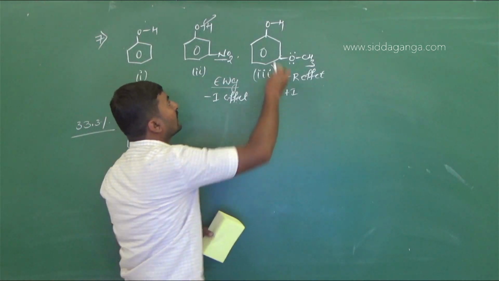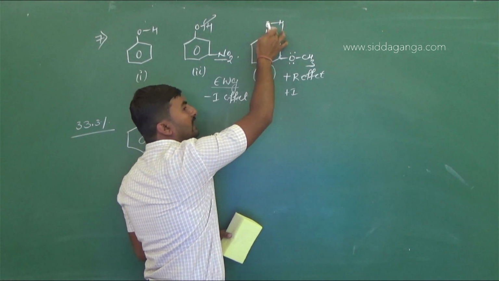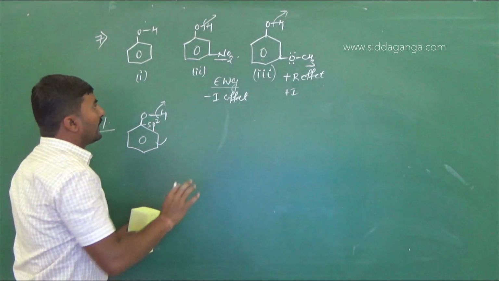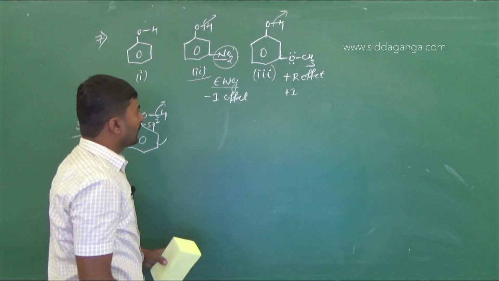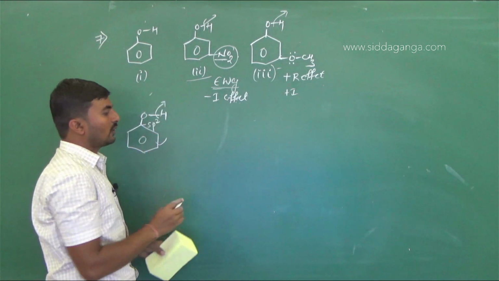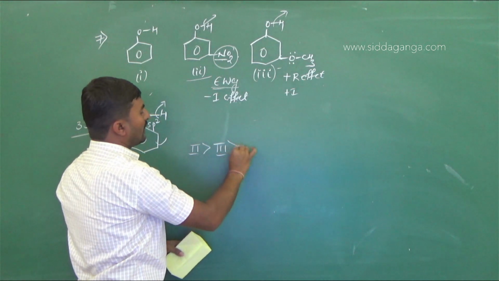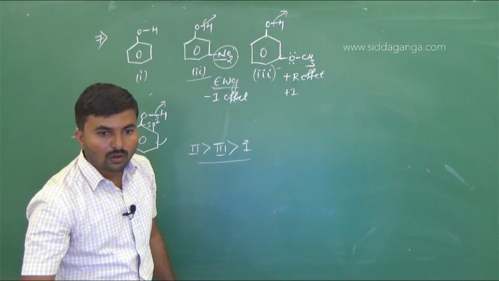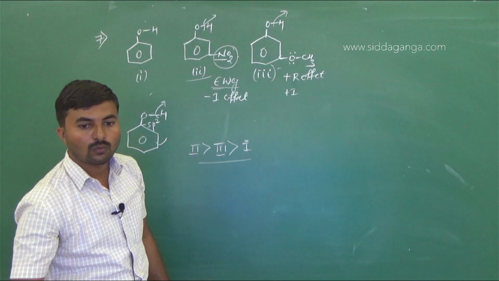Then what happens, this benzene ring withdraws the electrons from oxygen, this bond gets weakened, and the release of proton becomes easy. So finally we conclude that the group with the electron withdrawing nature becomes more acidic than this and than this. So which is the correct option then? The second is more acidic than the third one, which is more acidic than the first. So which is the correct option here? Option 4. That means second is greater than third, greater than first.